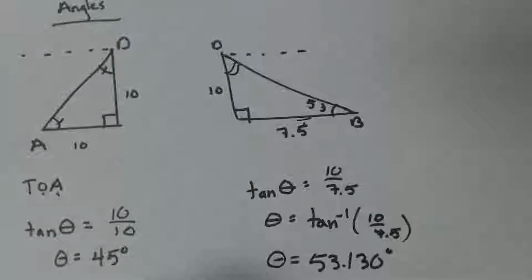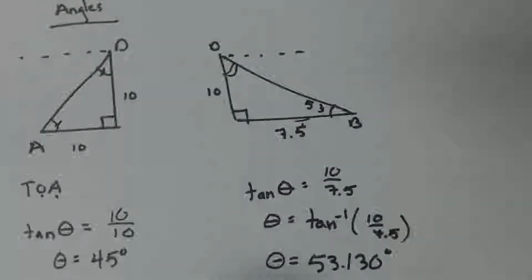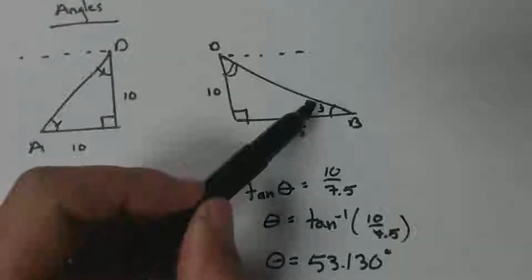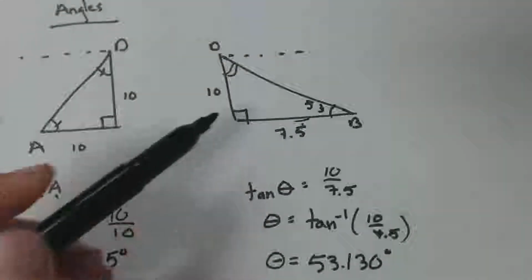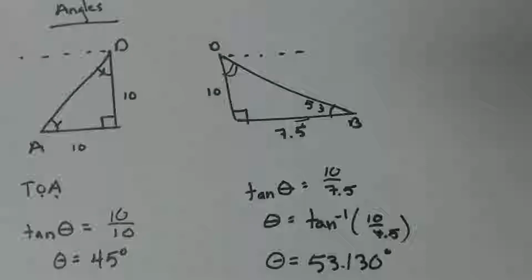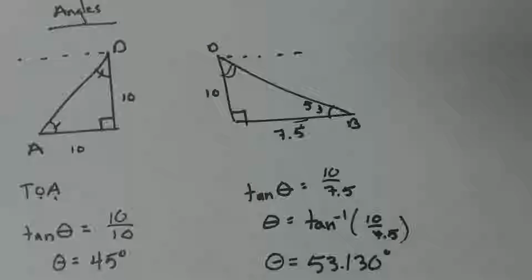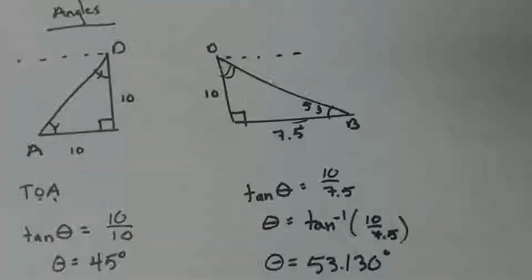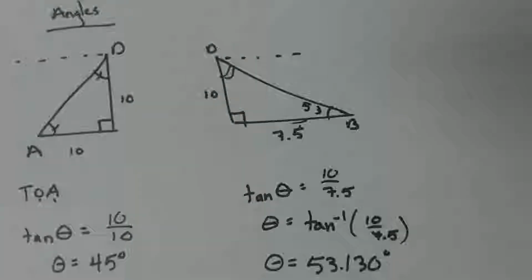Theta equals 53.130 degrees. Now I can find out my other one. And I'll just write a 53 in there. This other one is 180 minus the other angles I know, which is that one at 53.130 and this one at 90. 180 minus my last angle minus 90, and I know my new angle. My next angle is 36.870 degrees.